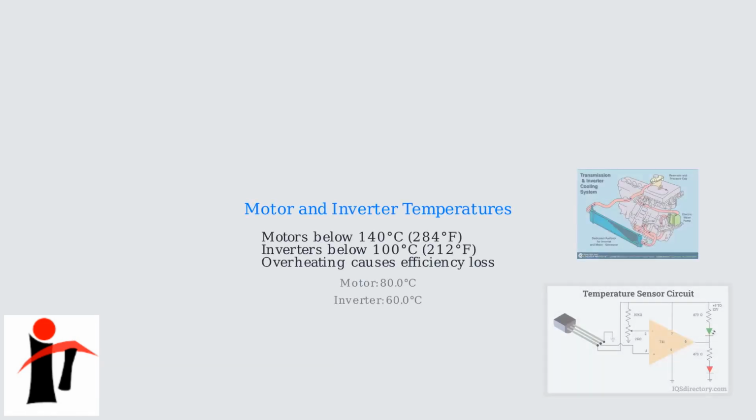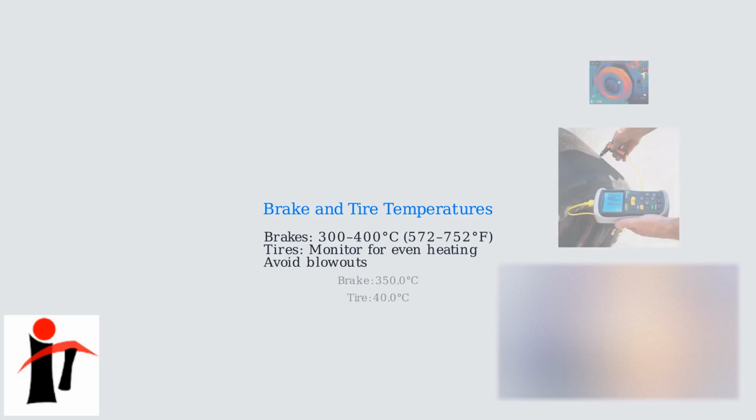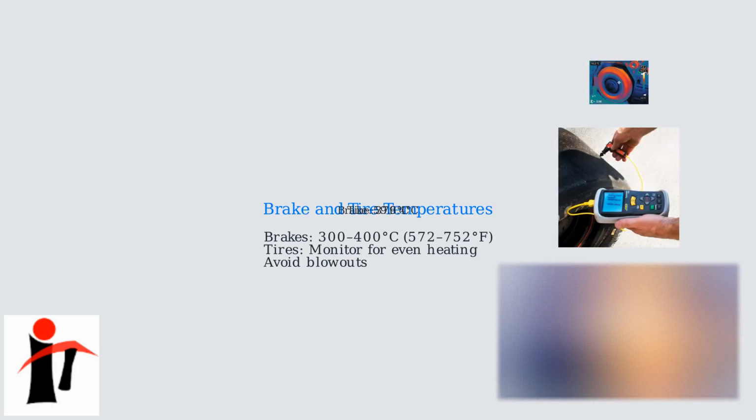Motor and inverter temperatures: motors should stay below 140 degrees Celsius, 284 degrees Fahrenheit, and inverters below 100 degrees Celsius. Overheating can cause efficiency loss or shutdown. Brake and tire temperatures: brakes can reach 300 to 400 degrees Celsius, 572 to 750 degrees Fahrenheit. Monitor tire temperatures for even heating to avoid blowouts.